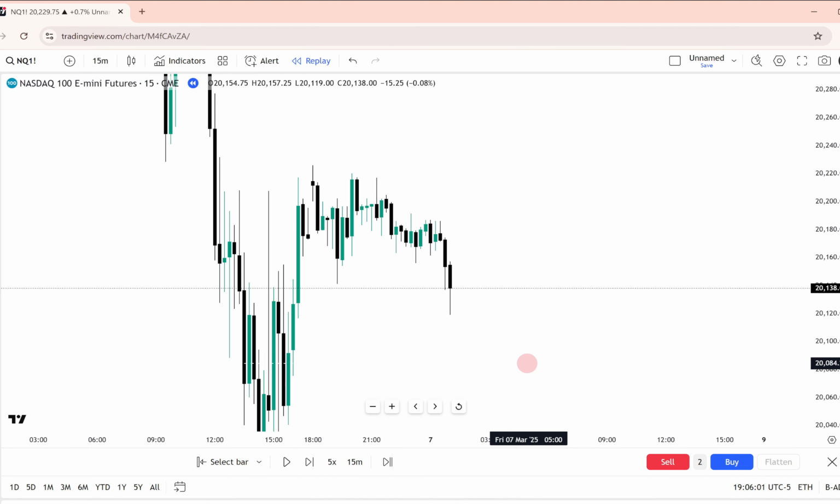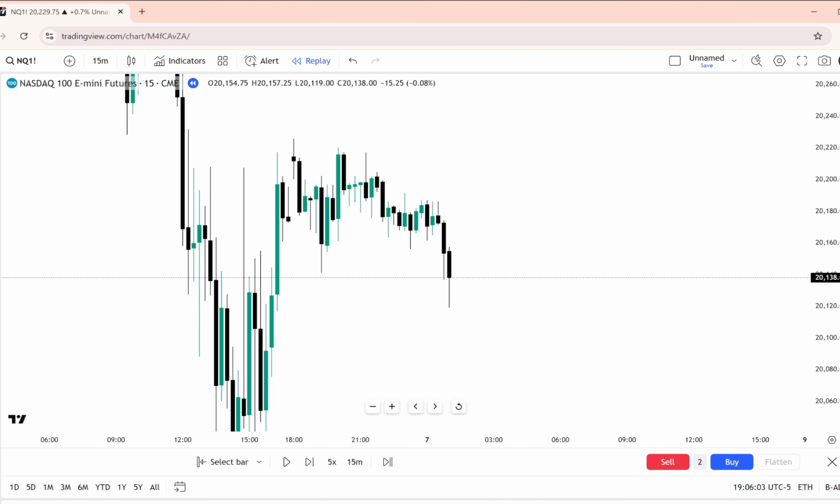So firstly, I want to point out a few things here that are very crucial to how I trade and why I took these trades. I want you guys to point your attention to this candle right here. Now this candle, have a look at the bottom. Thursday, the 6th of March, 7:15.